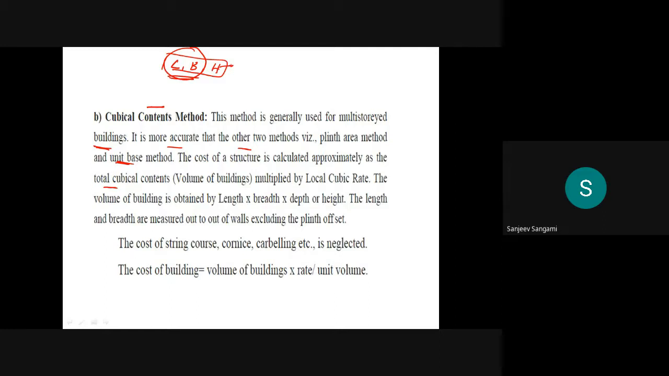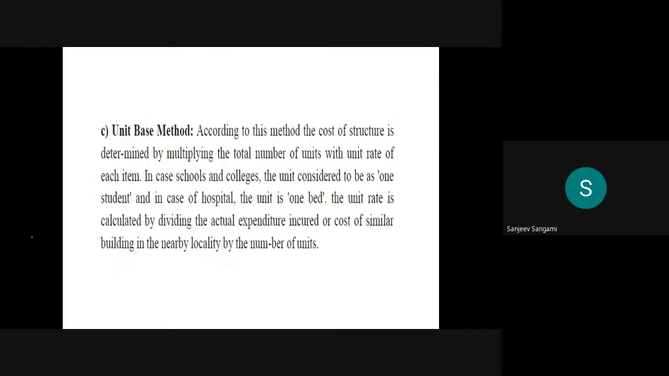The volume is obtained by, of course, length, breadth, and depth or height. The length and breadth are measured out to out of walls, very important. Out to out of walls, excluding the plinth offset. This has to be remembered: out to out walls. The cost of the string course, corbelling, etc., is neglected. Normally, the rate per unit volume, that is the volume of the building, then the rate, and the unit volume, gives the cost of the building.